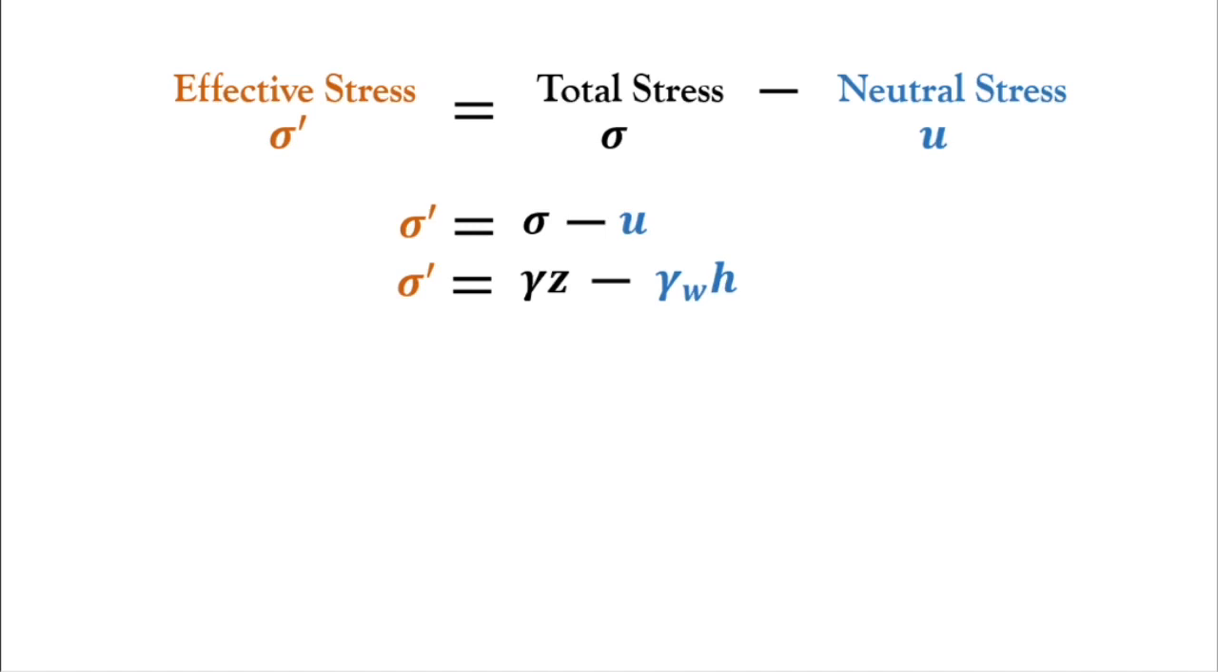But there is a special case where the soil is submerged. So when we say submerged, the soil is below the groundwater table. So in this case, sigma prime, or the effective stress, is equal to gamma sat. So we have here the bulk unit weight. We change it to gamma sat because the soil is now submerged. So we can safely assume that the soil is fully saturated.